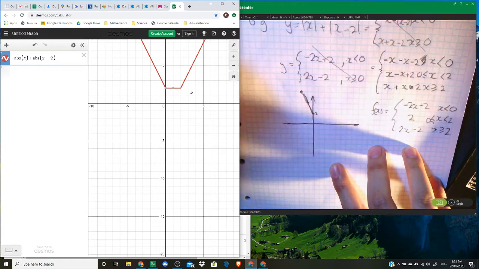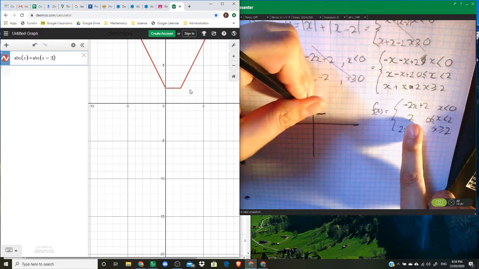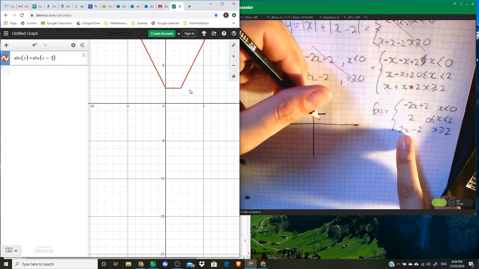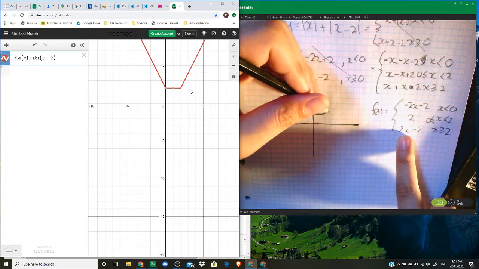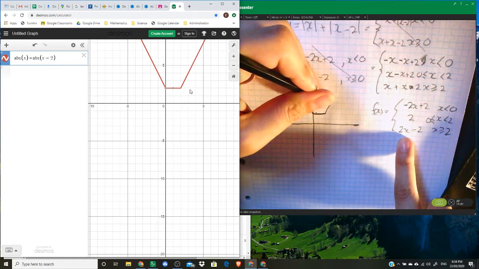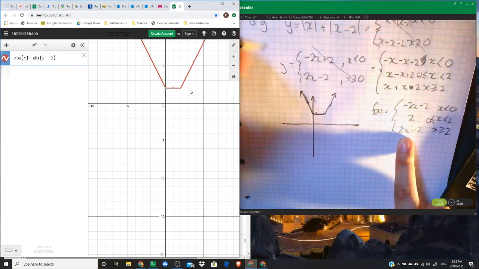That's at 2. Then for the next 2 units, it's 2, so like that. After that, we've got 2x minus 2, so we're going up 2 units for every 1. So we're going to go up like that. And that's what you've got.